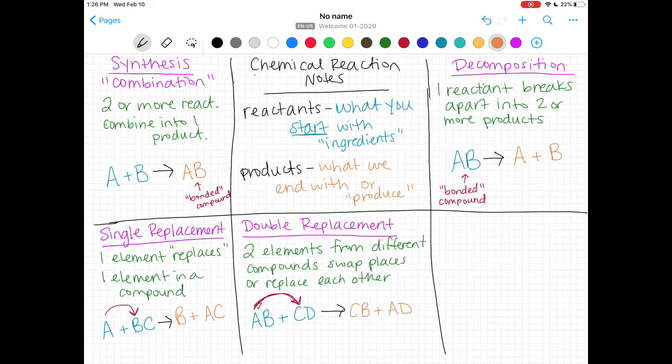So really the big difference when you're looking at single and double replacement: single, I have a single element, single replacement. For double, everything is doubled up. Pairs, I have a double and a double. So that's an easy way to remember the differences between those.